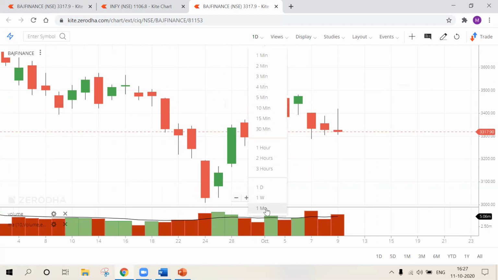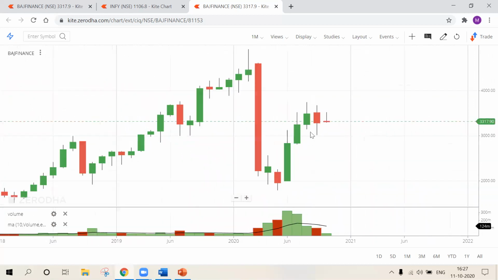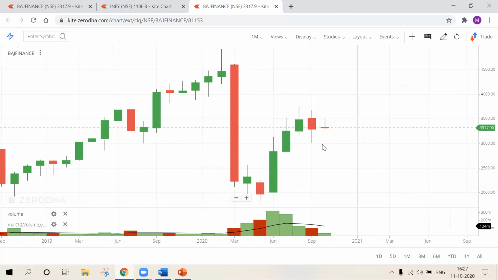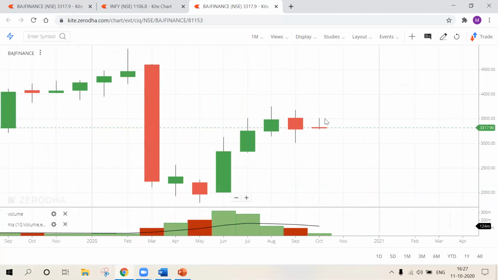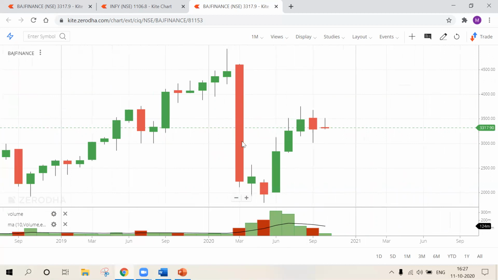Now if I select 1 month, then all the candlesticks are of 1 month. This is October's candlestick, this is September's, this is August. Look at the x-axis, guys. This whole candlestick takes 1 month, that is the August month, to form. So this is a huge red candle. It was formed in March because of coronavirus fears. The market fell down badly.